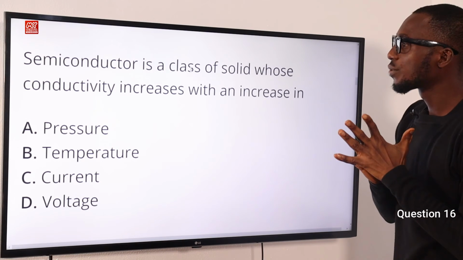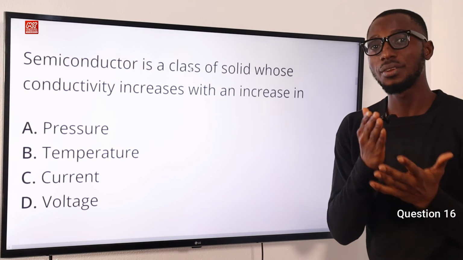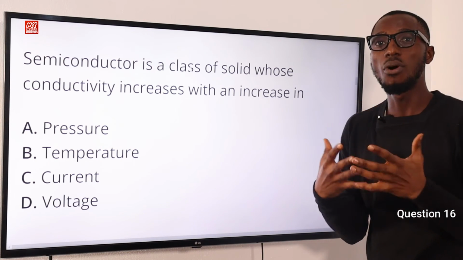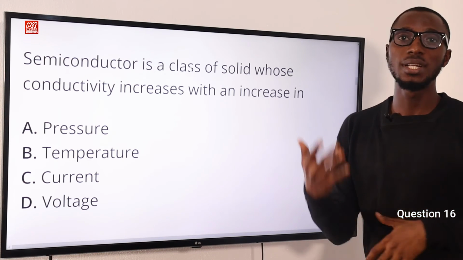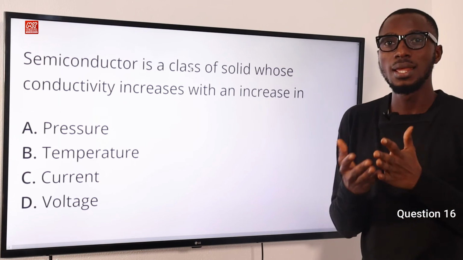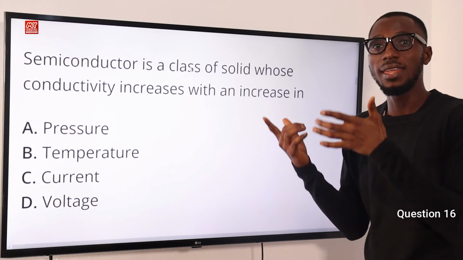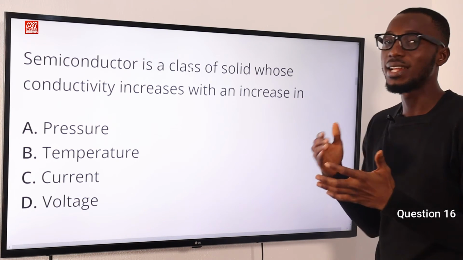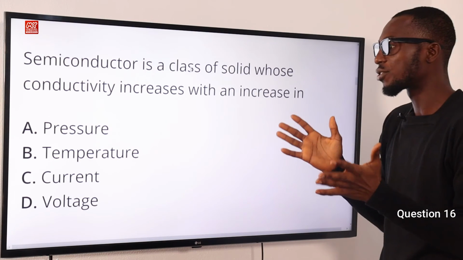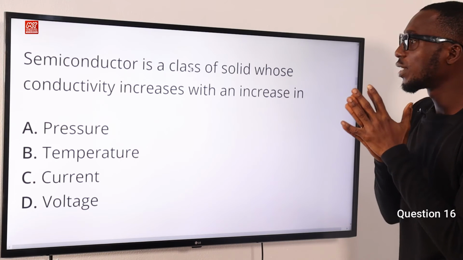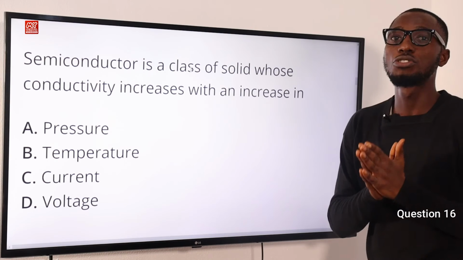Semiconductor is a class of solid whose conductivity increases with an increase in temperature, because an increase in temperature means there is more energy being pushed into the system, and that will liberate the electrons. For example, you notice this in the thermistor, THERMISTOR. So a semiconductor is a class of solid whose conductivity increases with an increase in temperature. Option B.